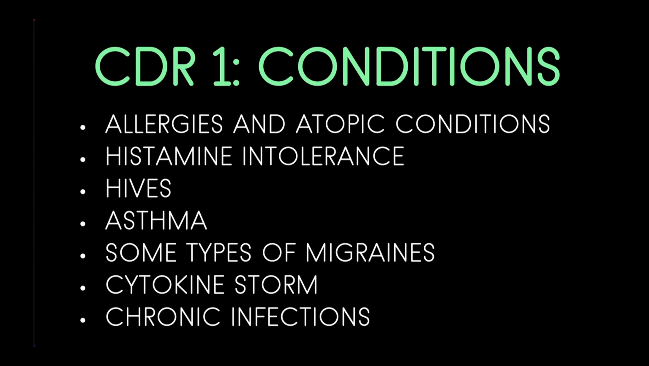So some common conditions that are associated with someone who has a lot of cells and tissues that are stuck in a cell danger response 1 mode are allergies and atopic conditions, histamine intolerance, and really just any sort of overproduction of histamine. So if you're someone who, when you get a bug bite, completely swells up and gets red, then that's a CDR1 response. Hives, asthma, some types of migraines. Cytokine storm is an escalation of cell danger response 1, and also chronic infections where we just can't get the upper hand and get past the chronic infection to get rid of it or to help it stay in remission.